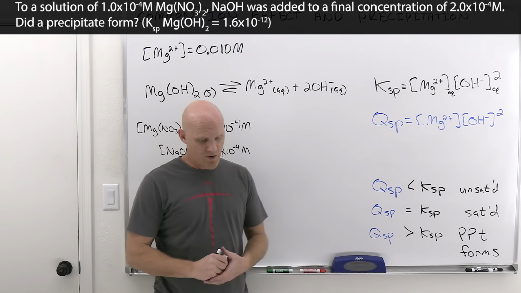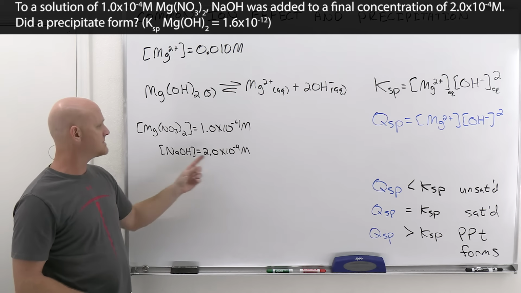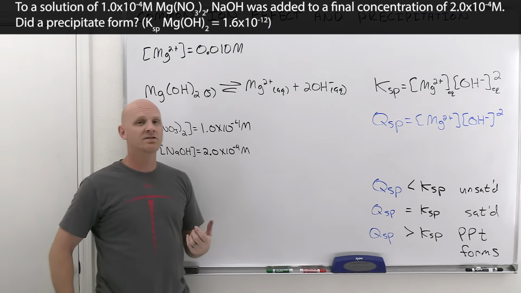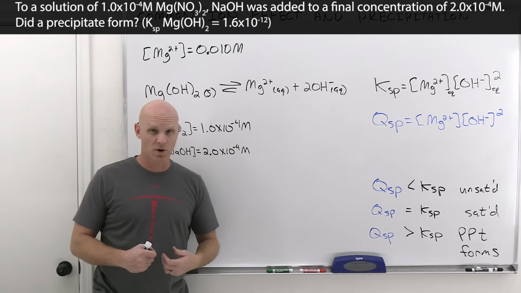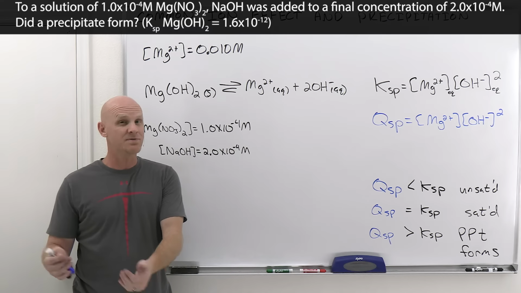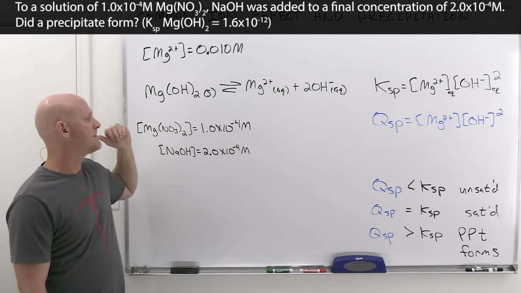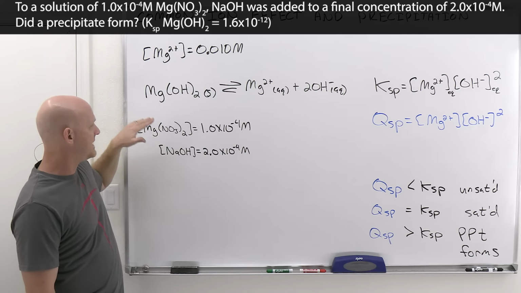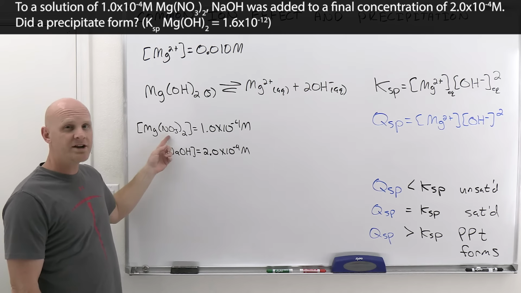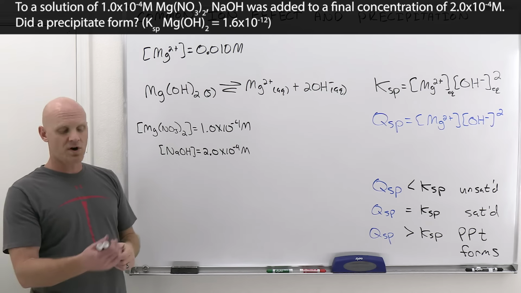Cool, so quite often in a question like this, to a solution again that is 1 times 10 to the negative 4 molar in magnesium nitrate, 2 times 10 to the negative 4 molar in sodium hydroxide, the question is, does a precipitate form? Well, first thing you've got to figure out, well, what precipitate are they talking about? Well, usually they have to give you the Ksp for that precipitate. They gave the Ksp for magnesium hydroxide. And so the key is this: we have magnesium nitrate, and again, all nitrate salts are soluble, so that's a soluble ionic compound, an example of a strong electrolyte.